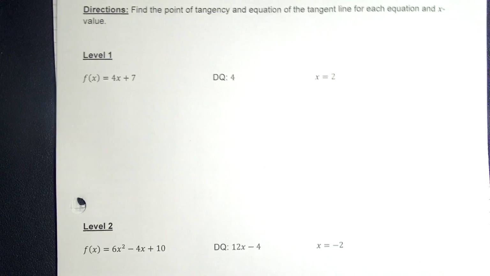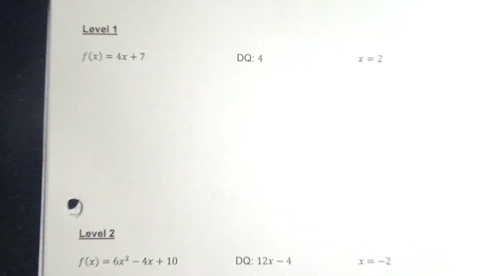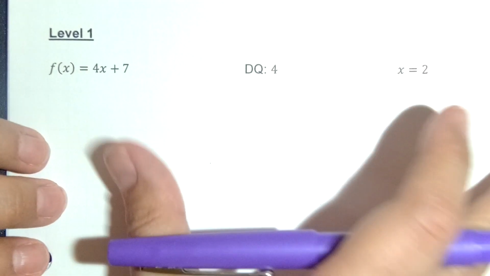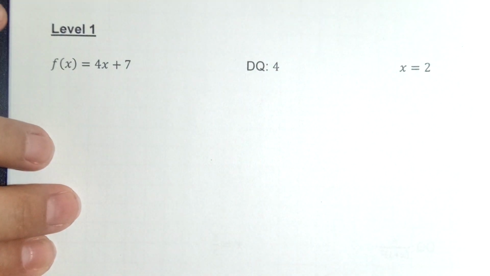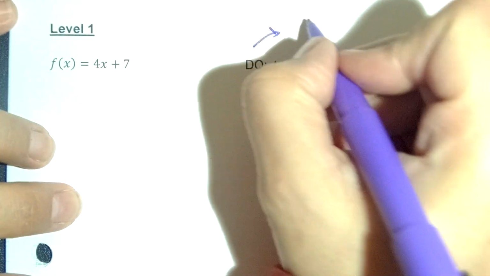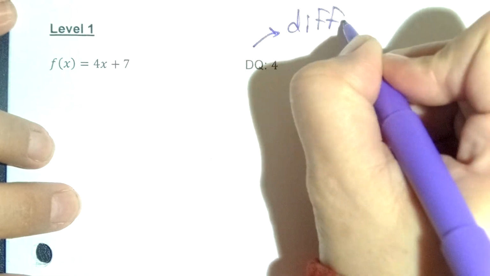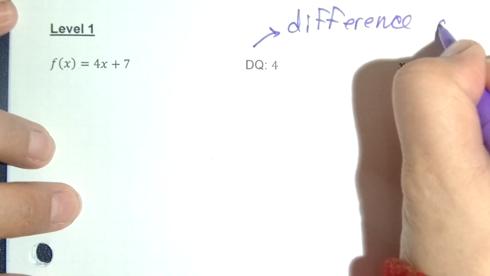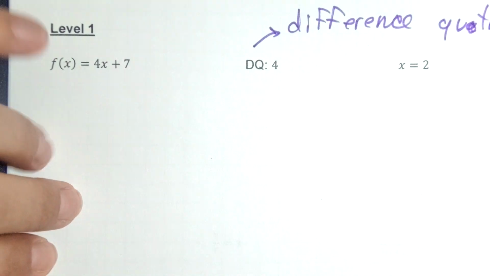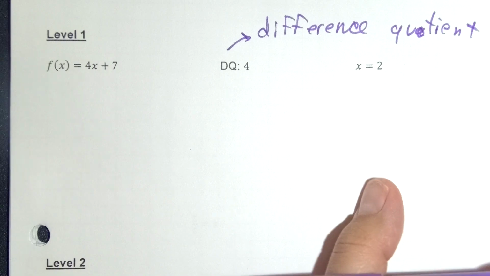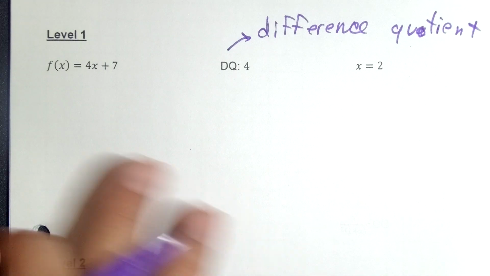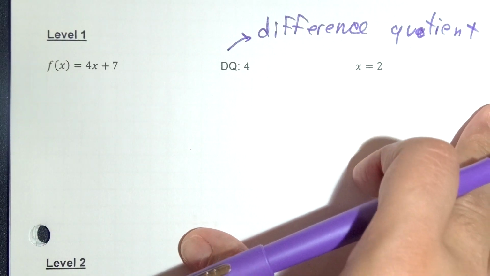All right, so let's look at example 1. Again, for the practice and your exit ticket today, you're going to be given the difference quotient. So the DQ is given to you. This is the difference quotient. You don't have to calculate it on your exit ticket today or your practice. We're giving it to you. Right now, we're just practicing on finding the point and the line.